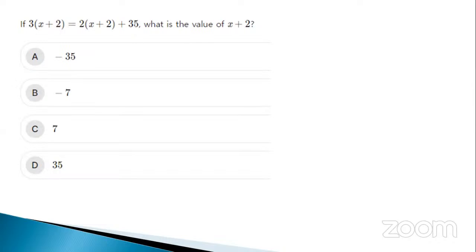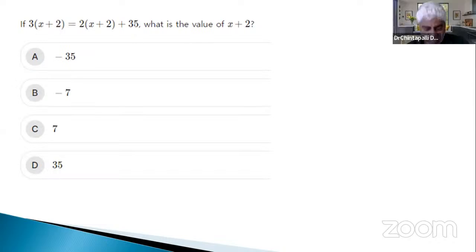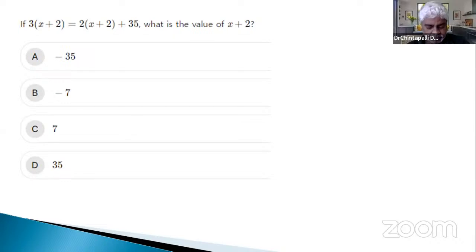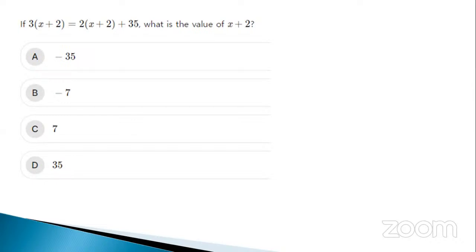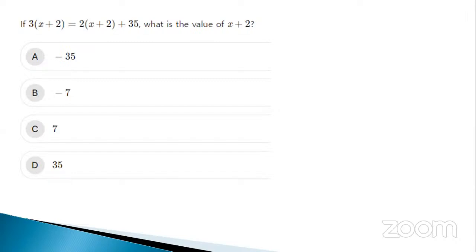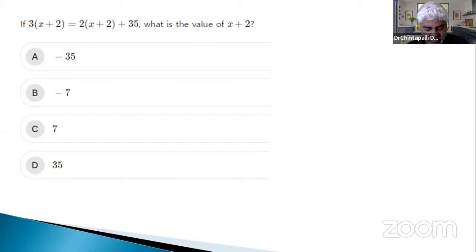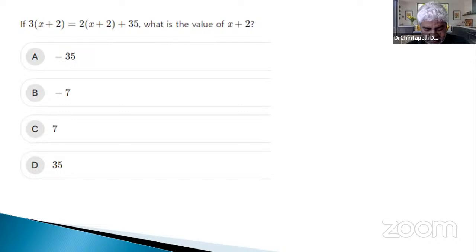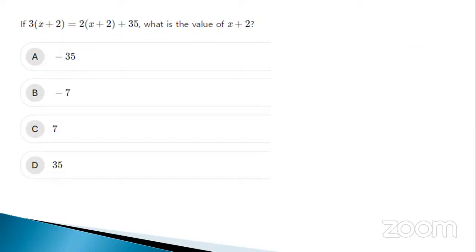So it's option D 35. How could you do it? I just solve for x and then place the x value for x plus 2. You replace x plus 2 by something. And did you multiply it? Yes, sir. I used the distributive property and I multiplied it. And the answer is? Option D 35, sir. Very good.